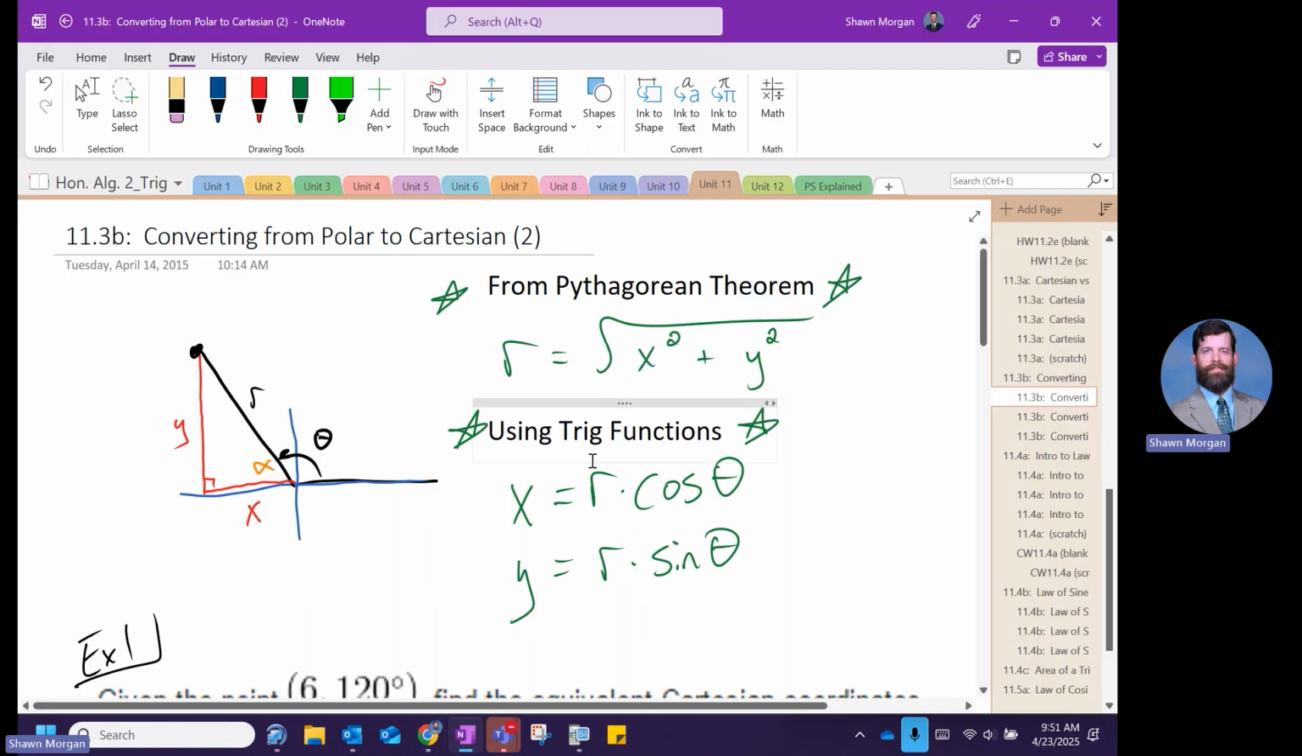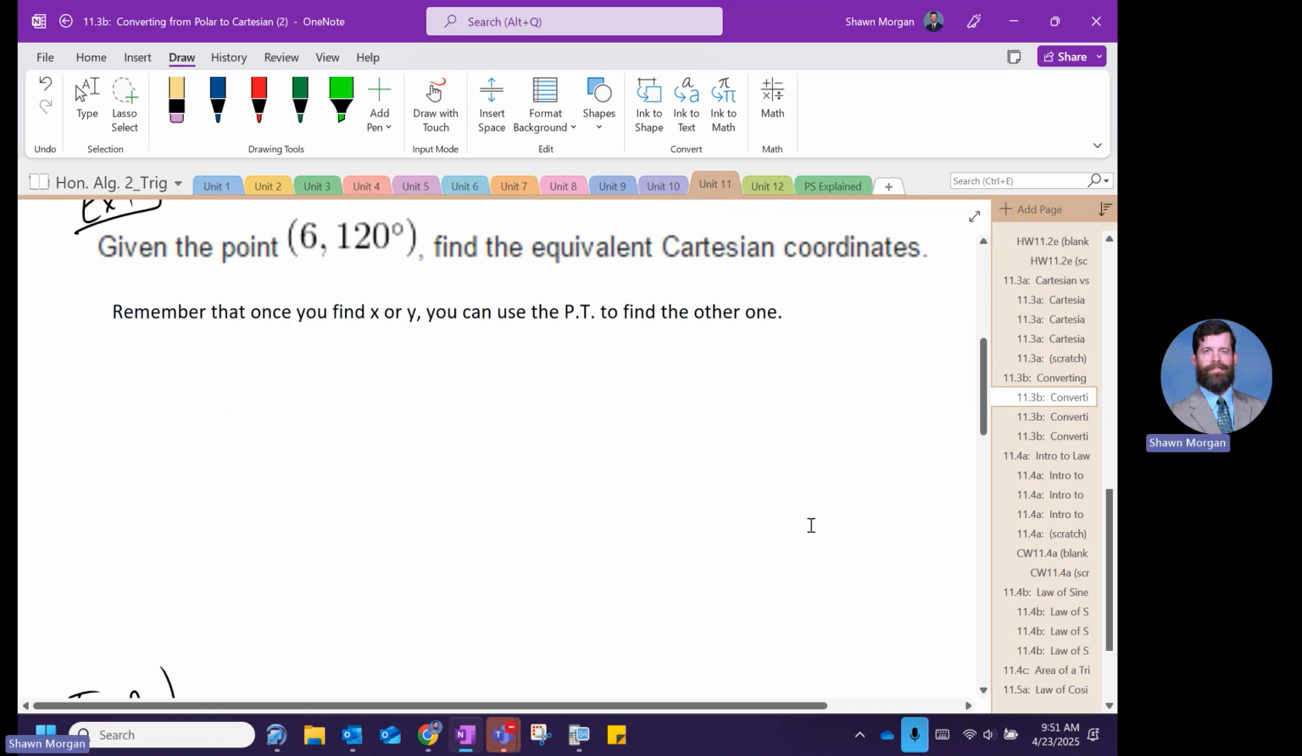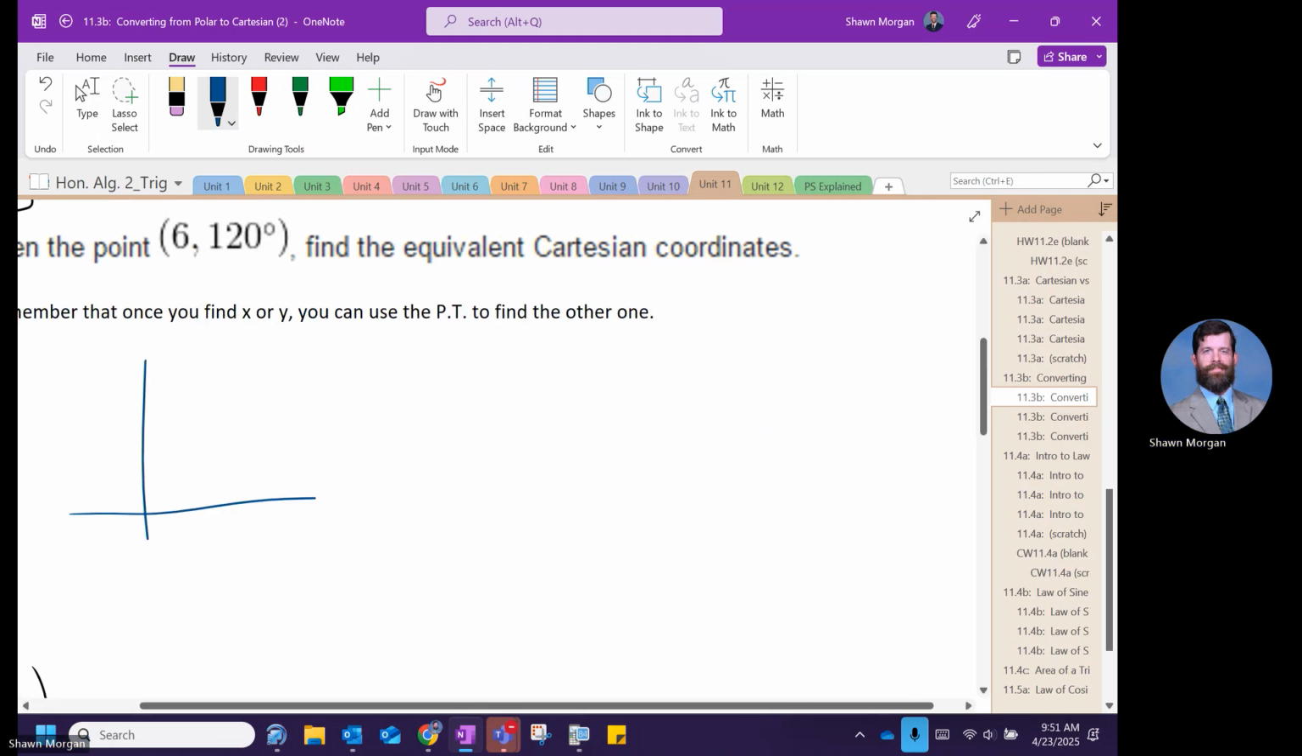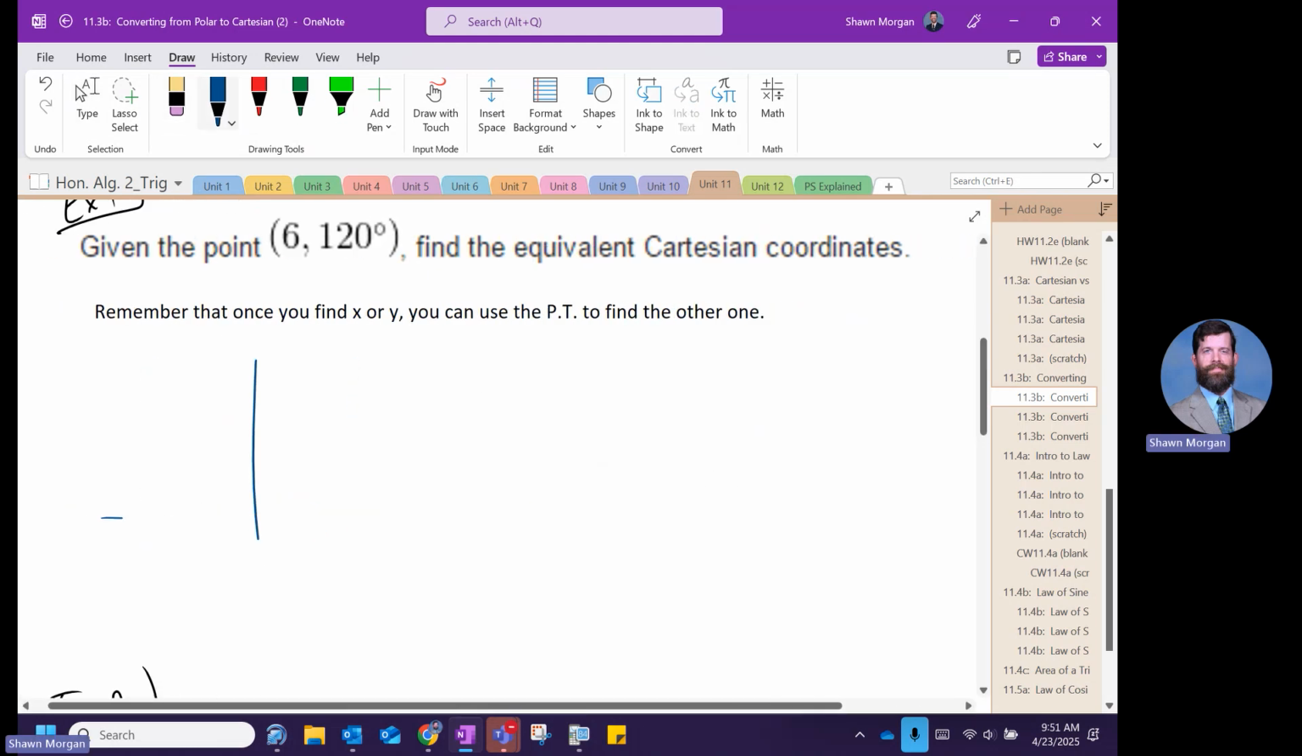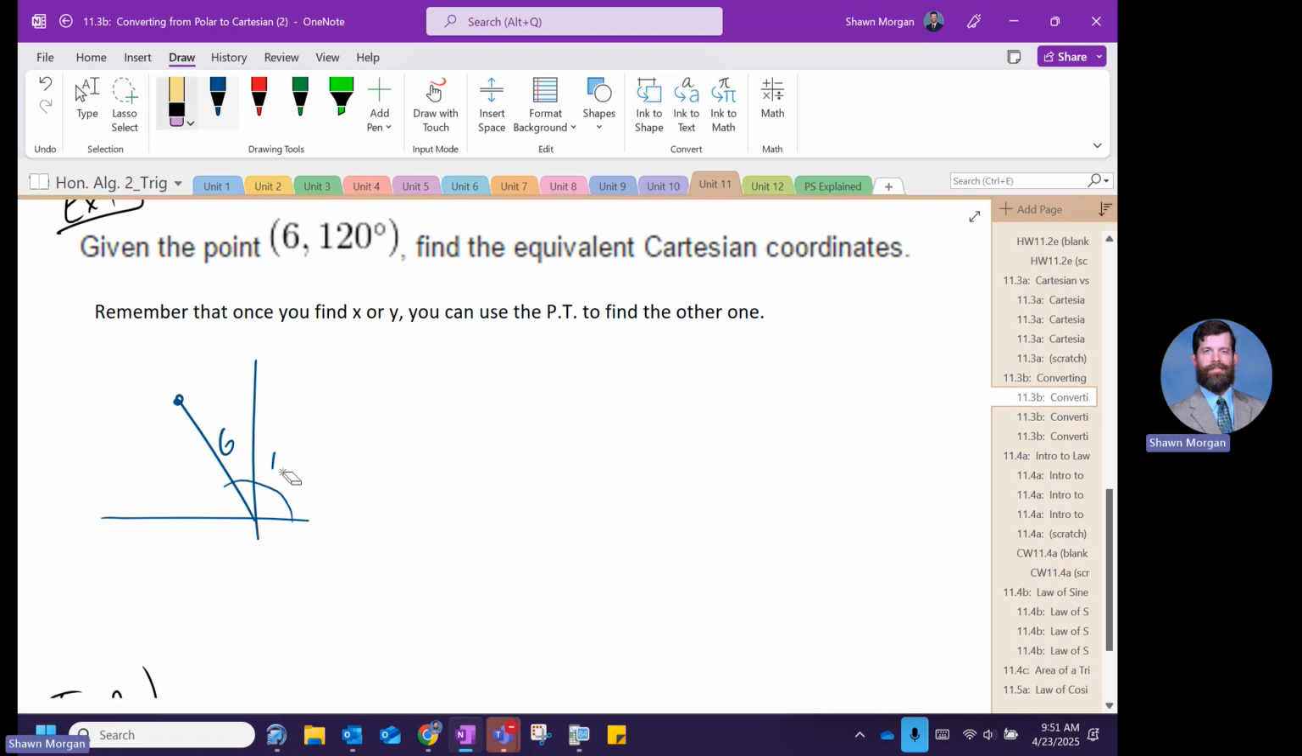Okay. Now, here I'm given 6, 120, and I could definitely graph this out. I know it's in quadrant 2, and it would be 6 away from the pole. All right. So 120 degrees right there. 6 is my R. 120 is my theta. What does that mean then that I would find for x? X is going to be 6 cosine of 120. And what's y going to equal?